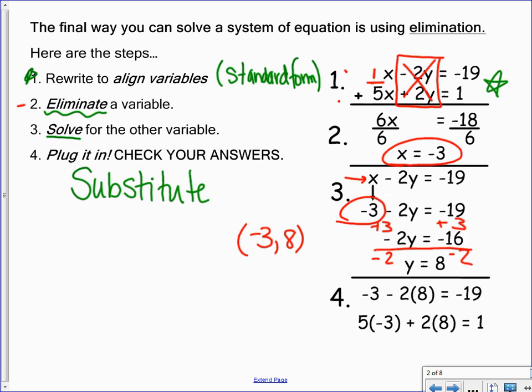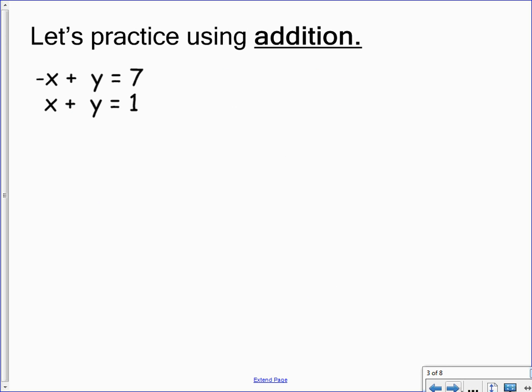And to ensure that we are correct, you can substitute into your other equation, and it should make it true. All right, let's practice. Here's your first one. The opposite of x plus y equals 7. And x plus y equals 1. Okay, do I have the same coefficient for either variable? For both, I have 1.